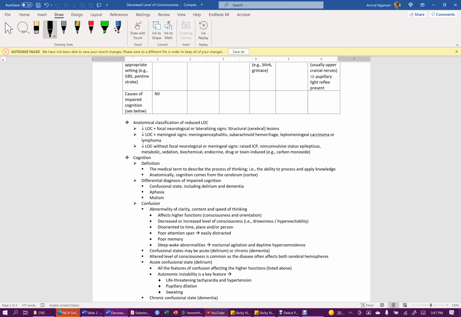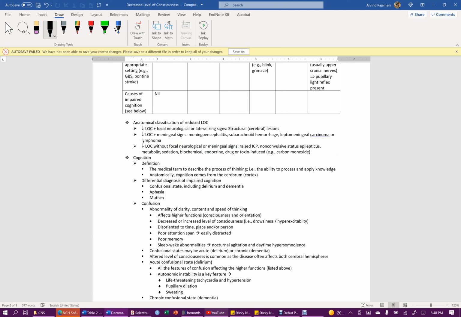So unfortunately, when you have no focal neurological or meningeal signs, the differentials are both. You'll have to now think of CNS non-structural causes and non-CNS causes. So central nervous system causes and non-central nervous system causes.